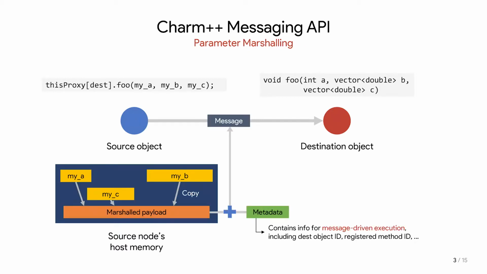Since the Charm++ messaging API supports sending multiple buffers at the same time, we perform a technique called parameter marshalling, where we allocate a separate contiguous buffer that can contain all three separate buffers, and then we copy the original buffers into this contiguous buffer, which we call the marshal payload, in the diagram you see here. And then we combine that with some metadata that contains information necessary for message-driven execution, including the destination object ID as well as the registered method ID. We combine those together as a message, and we send that over to the destination object.